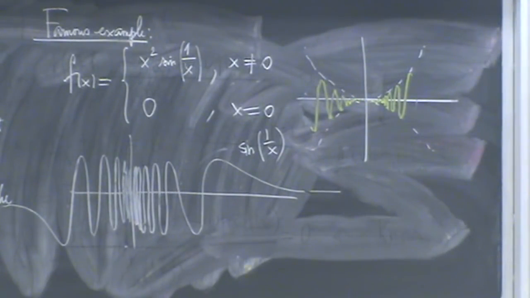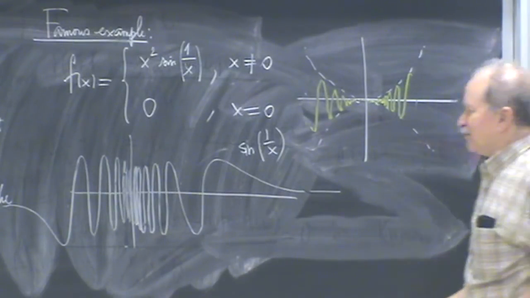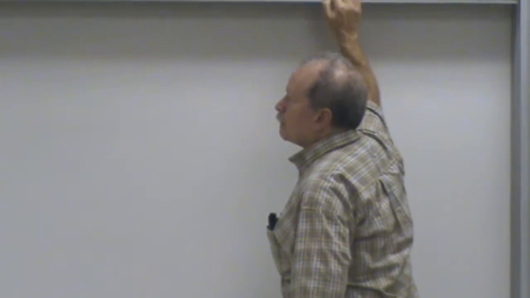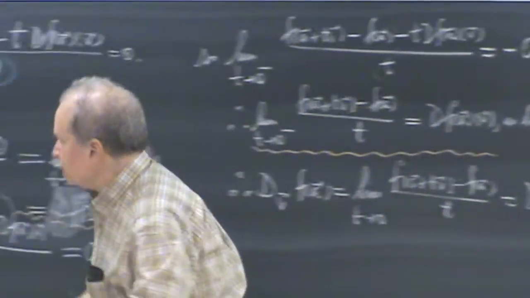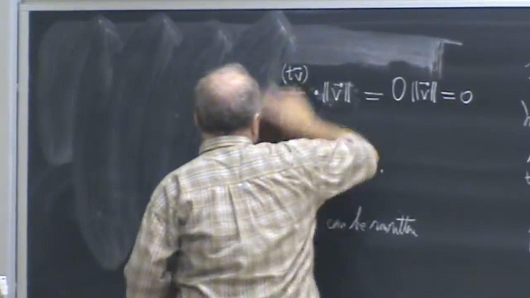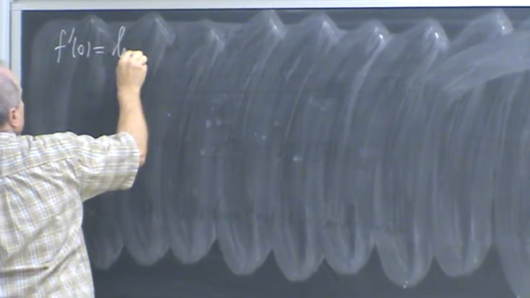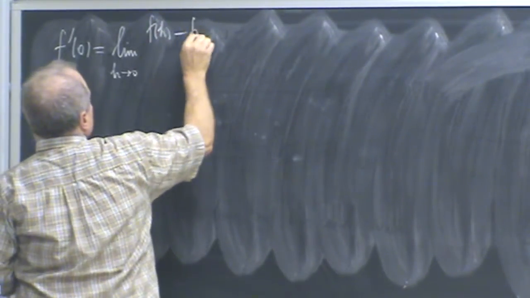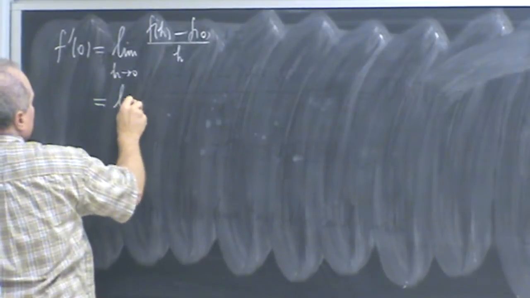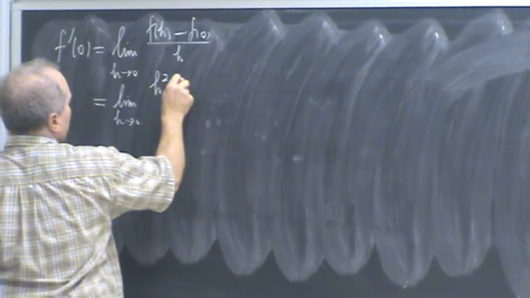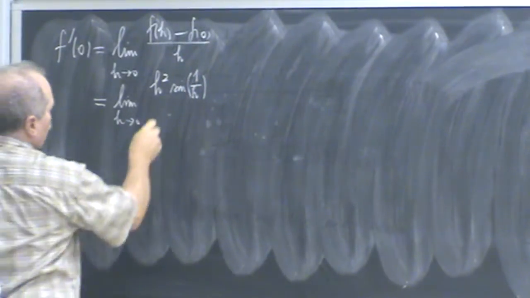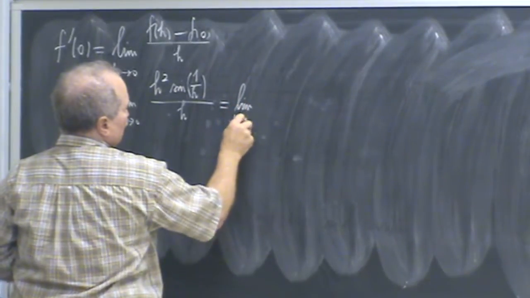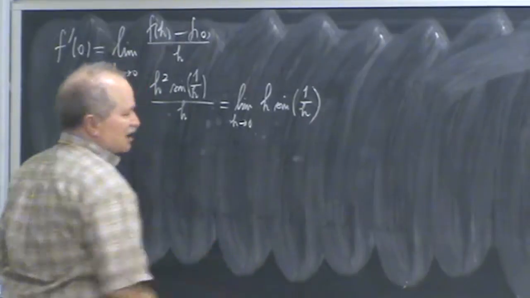Do you think that function has a derivative at 0? Yes. What is it? Zero. So, this is not hard to check directly from the definition. F prime of 0 is the limit of f of h minus f of 0 over h. That is the limit of h squared sine 1 over h minus 0 over h, doing the hard algebra here, and h cancels.